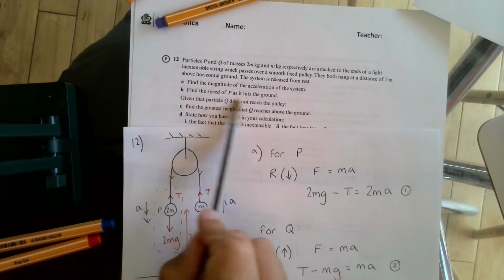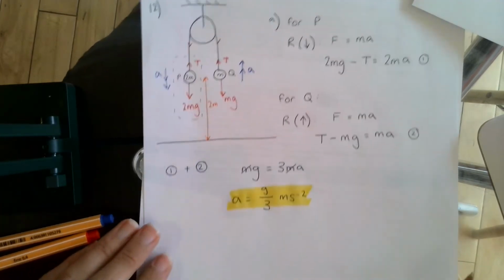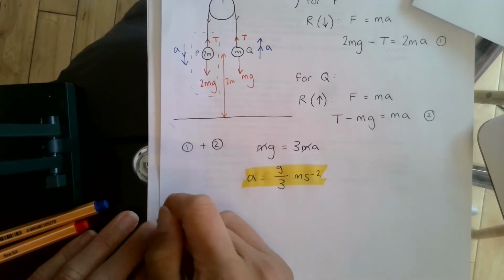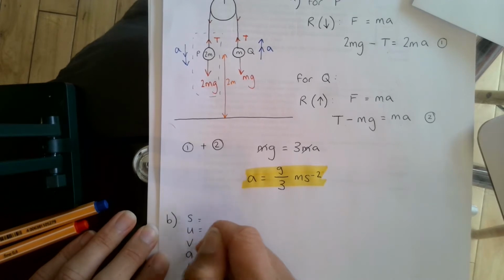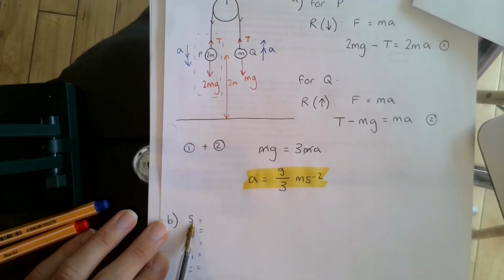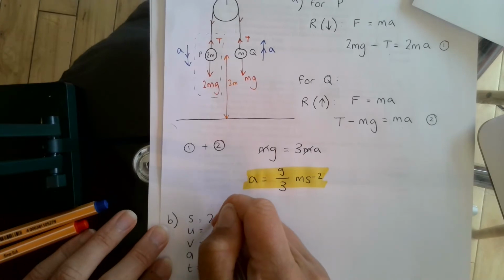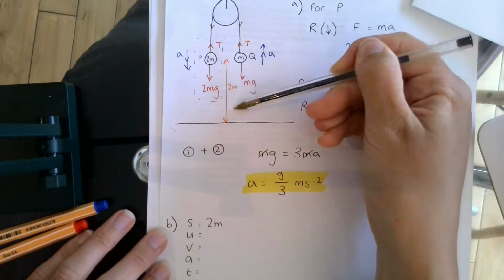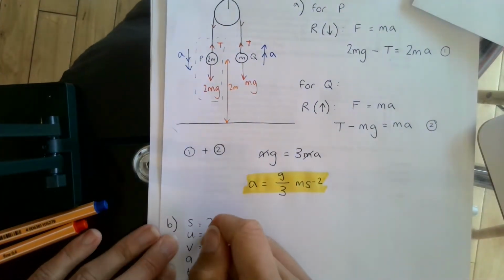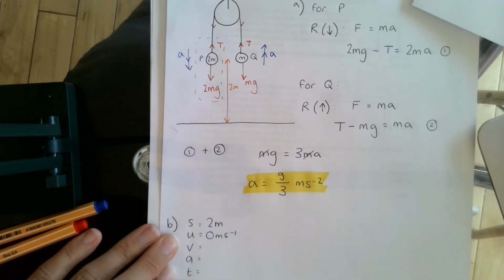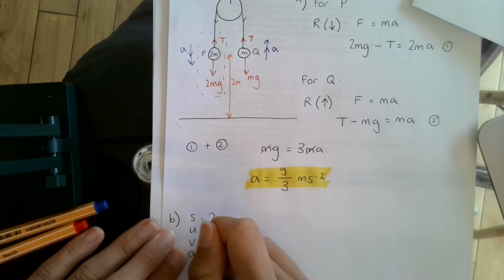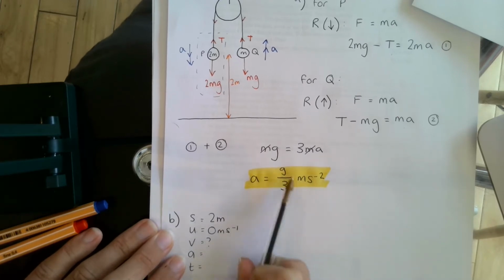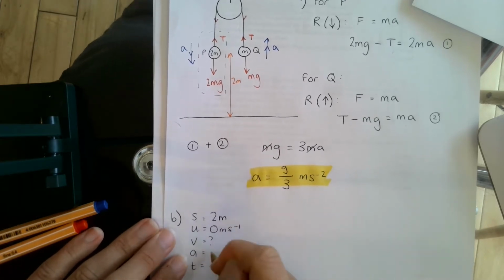Part B then says, find the speed of P as it hits the ground. So for this part, I'm going to just use SUVAT. I know that the distance is 2 meters. P is 2 meters away from the ground. The start velocity is 0 meters per second. The question said it's released from rest. The final velocity, I don't know. That's what I'm trying to find out. Put a question mark there. The acceleration is g over 3 meters per second squared.